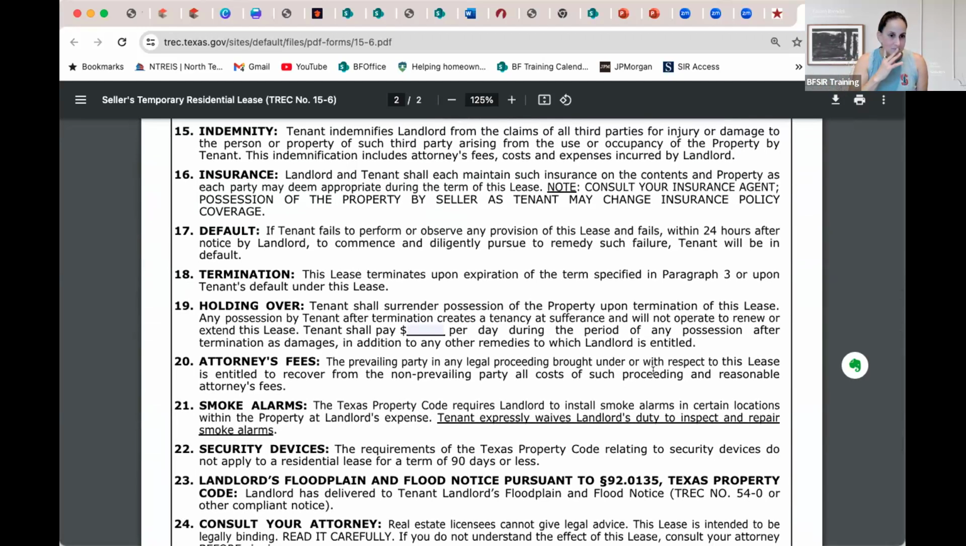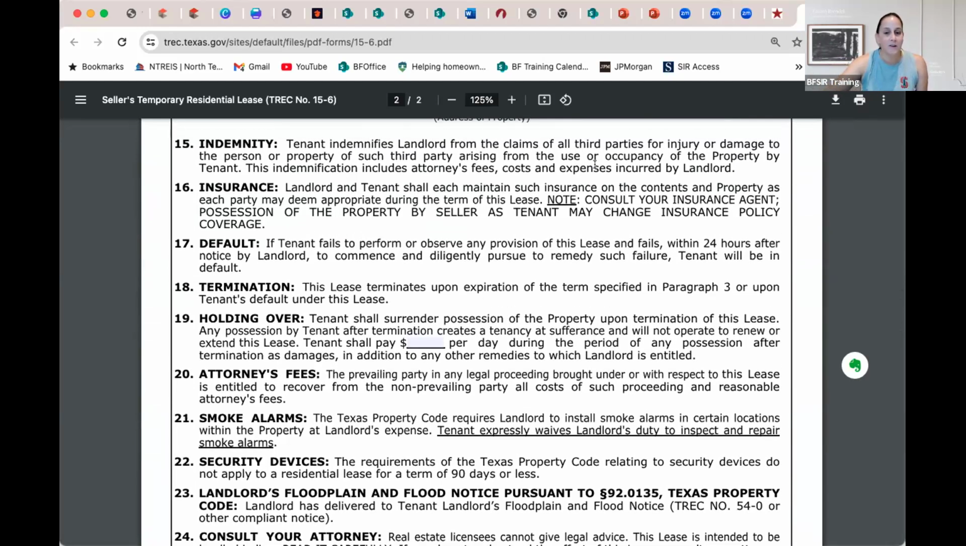Questions about this? Okay. So now tenant indemnifies landlord from all claims or damages. And then insurance, tenant shall maintain insurance. The seller, since their homeowner's insurance is going away, should get a temporary renter's policy to protect their contents. Note, consult your insurance agent, because possession of the property by the seller as a tenant may change insurance policy coverage.